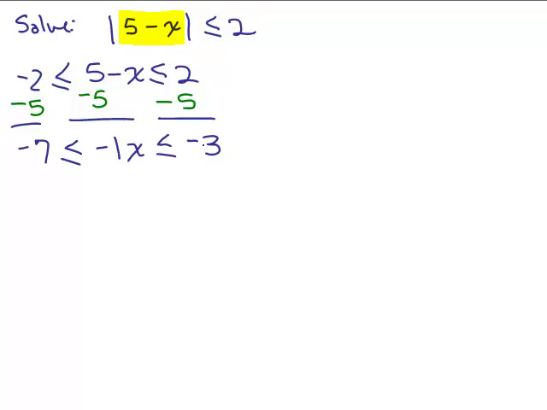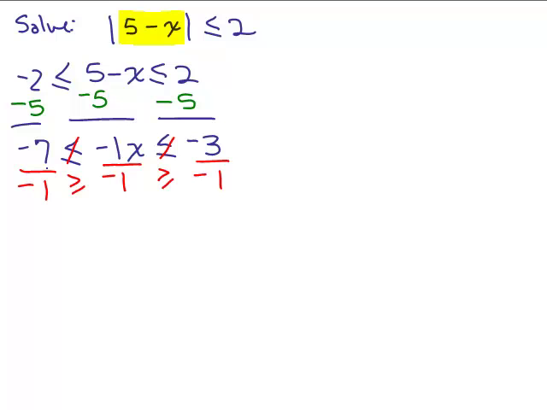All right, now what do I do? I haven't solved for x yet. I've got negative x, negative 1x. So I'm going to divide everything by negative 1, okay? But remember, if you divide by a negative number, it switches all these inequality signs to the other direction.